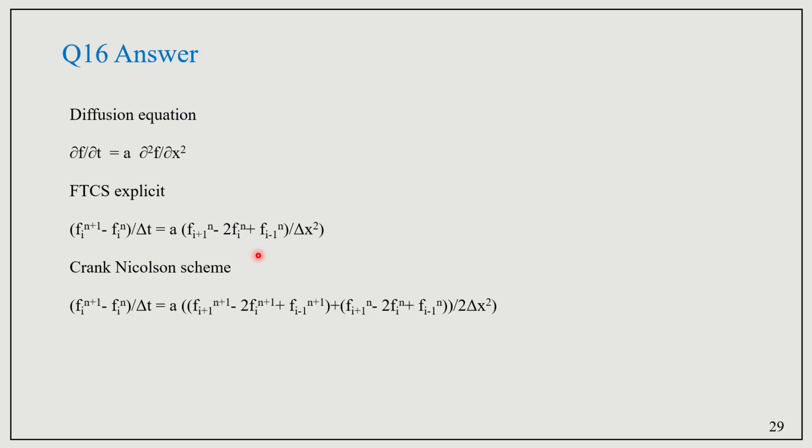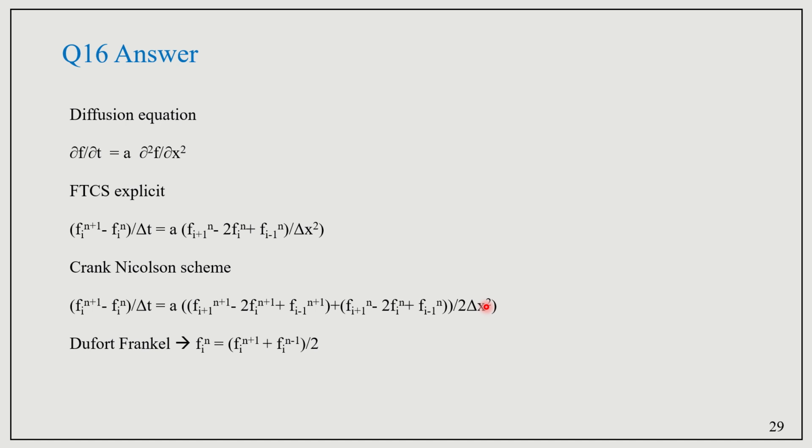Similarly, the Crank-Nicholson scheme equation is given by this: fi at n plus 1 minus fi at n divided by delta t equals A into the average, in the Crank-Nicholson scheme, of the n plus 1th time step and the nth time step. So it is fi plus 1 at n plus 1 minus 2 fi at n plus 1 plus fi minus 1 at n plus 1, plus fi plus 1 at n minus 2 times fi at n plus fi minus 1 at n, divided by 2 times delta x square.